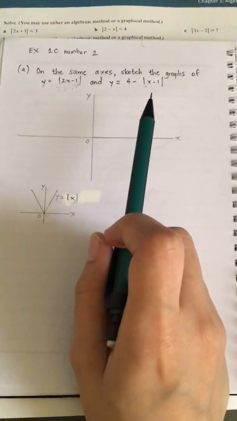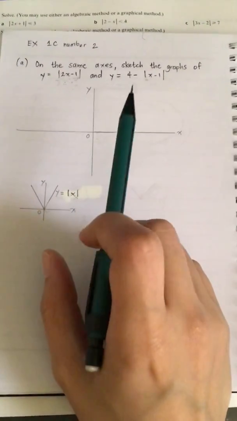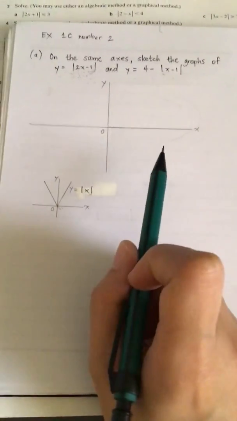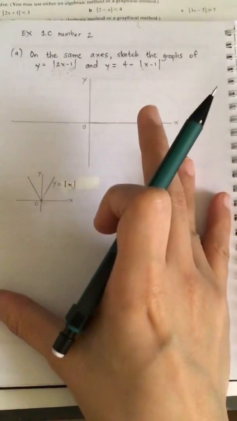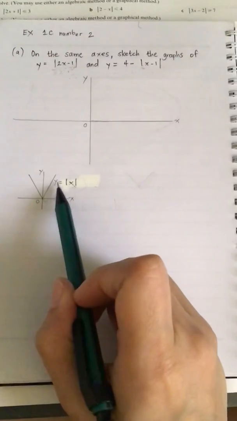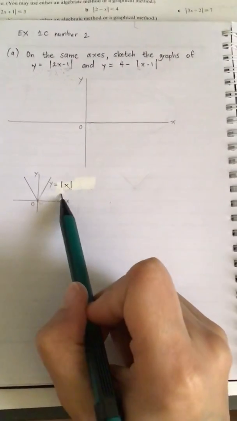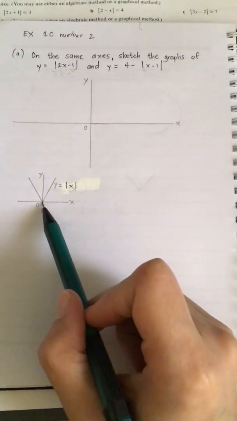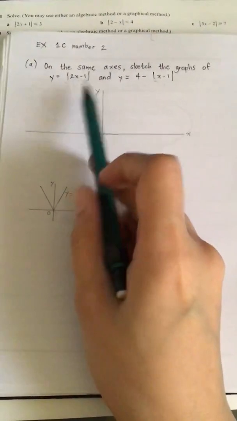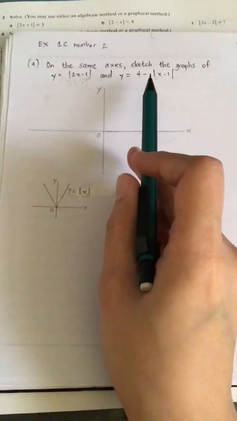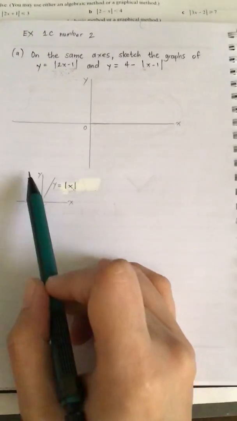So how do we sketch the graphs? We need first to remember the parent function for absolute value. What is the parent function for absolute value? This is the parent function, y equals the absolute value of x, and this is its graph. Why do we need to remember this? Because all the other absolute value functions will just be transformations of this graph.